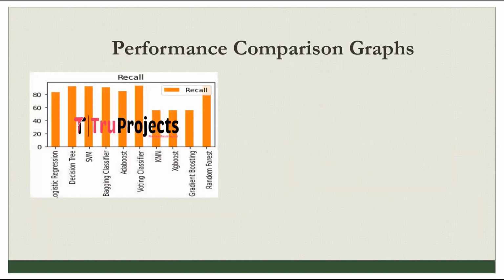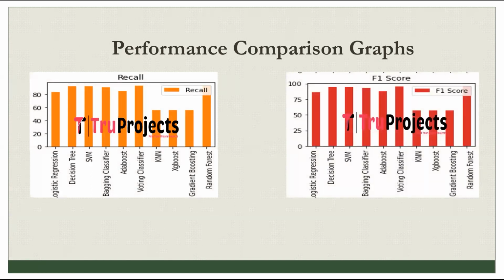This is recall comparison graph. Recall is also known as sensitivity or true positive rate. It is the ratio of true positives to the total actual positives, measuring a model's ability to capture all relevant instances without missing any. This is F1 score comparison graph.